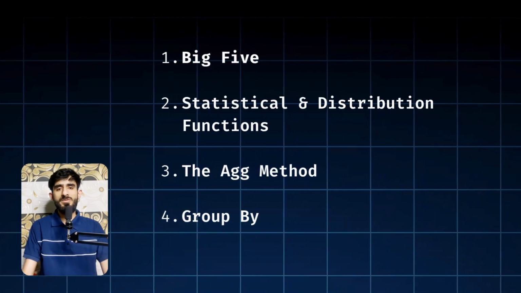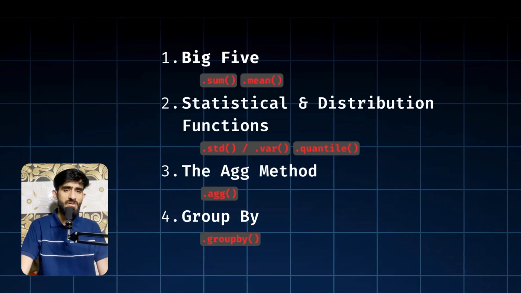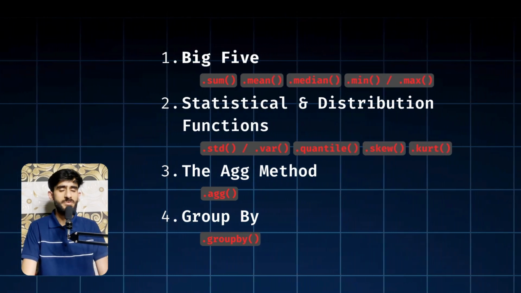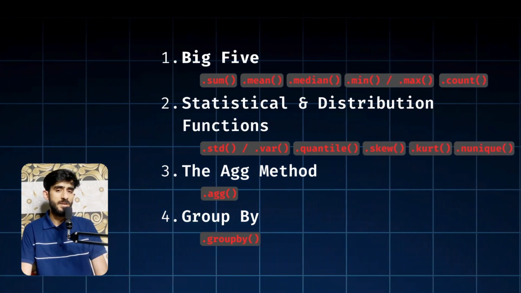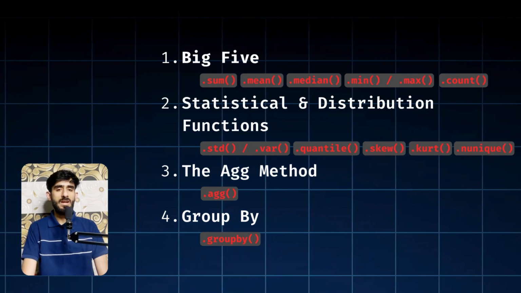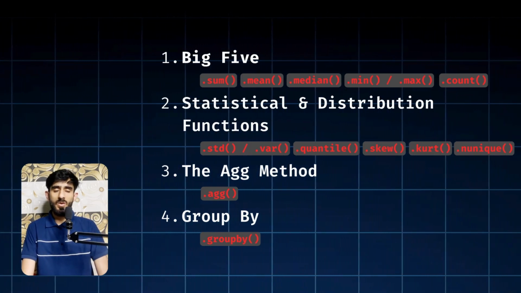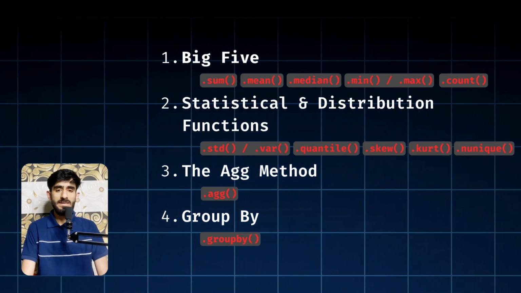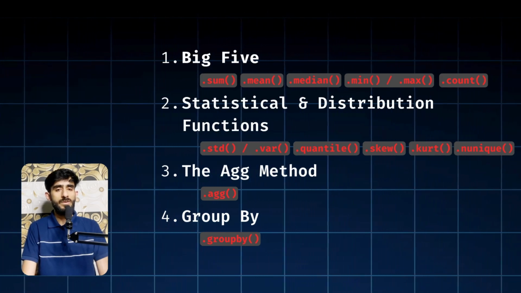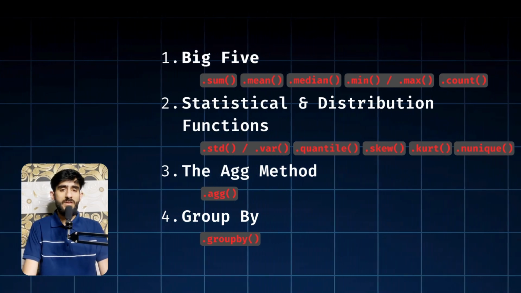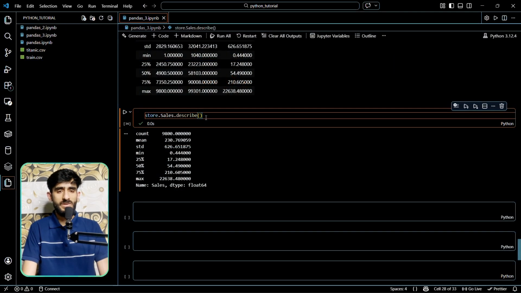So in summary, today we used the big 5 aggregation functions, then we learned statistical and distribution functions, then the aggregation method in which we can use many functions at once, and finally the group by method so that we can have the aggregation region wise or for a specific group. That was all about it. See you in the next chapter.